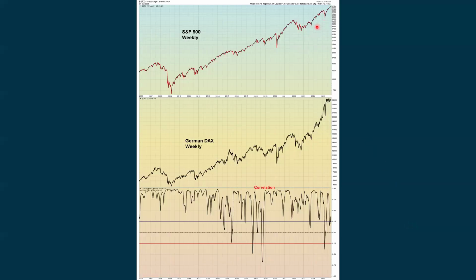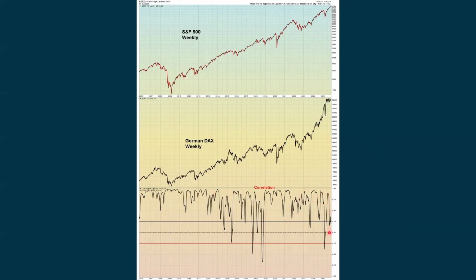Then this is a weekly chart of the S&P 500, a weekly chart of the German DAX, more neutral, where typically we see what's going on with the German index longer term and what's going on with the US index, the S&P longer term. We see a pretty strong correlation.